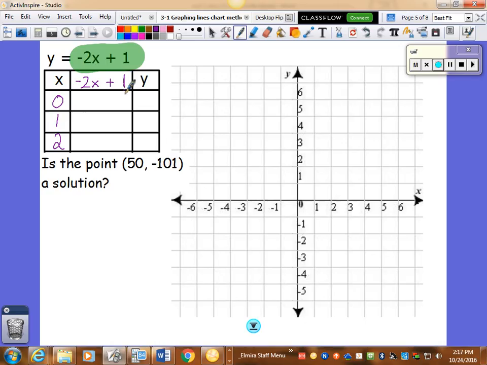Okay? And remember, negative 2 next to the x means multiply, so we're going to sub in these 3 numbers for the x. So negative 2 times 0 plus 1, negative 2 times 1 plus 1, and negative 2 times 2 plus 1. Okay, a lot of you are used to the dots. I really want to make you more comfortable using the parentheses because that's what you'll see more of. Okay, so 0 plus 1 is 1. Negative 2 plus 1 is negative 1. And negative 4 plus 1 is negative 3.